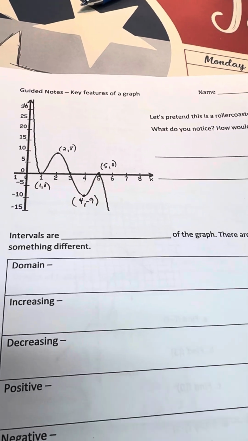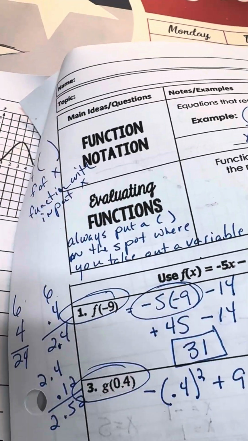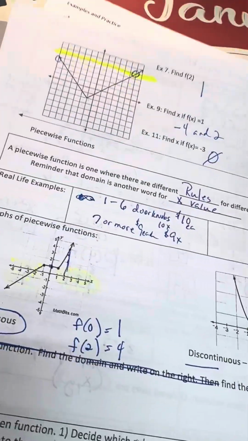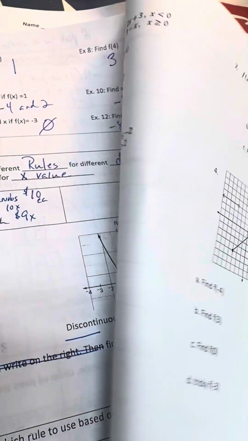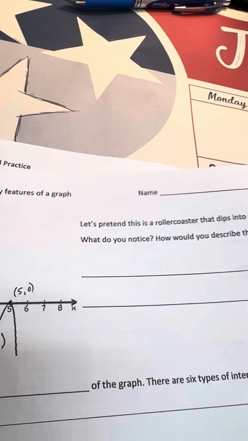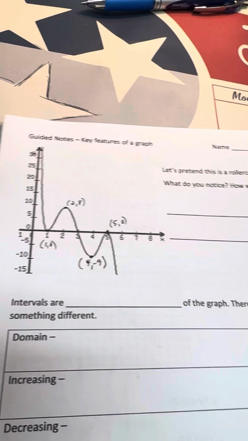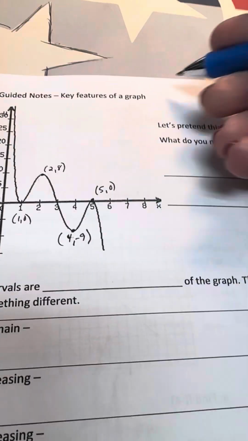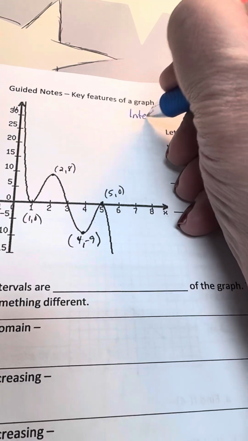Okay, so I'd like you to get out the packet that I gave last week. It starts with function notation, evaluating functions. We left off here at these piecewise function problems that we did the week before the snow. So I'd like to talk about key features of a graph, and today we're going to start talking about intervals.